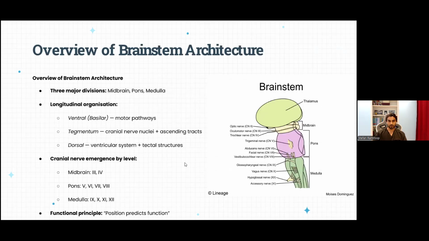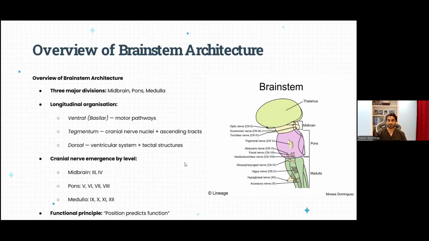So, just an overview of the brainstem architecture. It helps to start with this layout because it's remarkably consistent from the medulla up to the midbrain. There are three major divisions: the medulla, pons, and midbrain. Each has its own profile, but they all follow the same core plan. The first principle is a ventral-dorsal organization. The ventral or basilar portion is predominantly motor. This is where you find large descending systems, particularly the corticospinal and corticobulbar tracts. That's why ventral lesions often present with motor deficits out of proportion to sensory involvement.